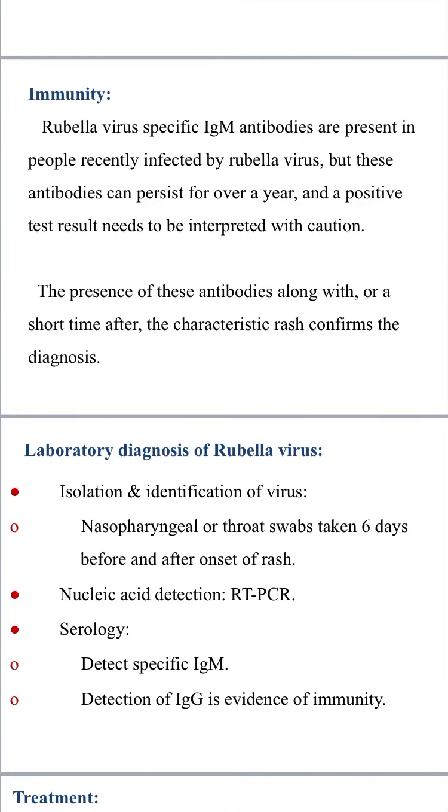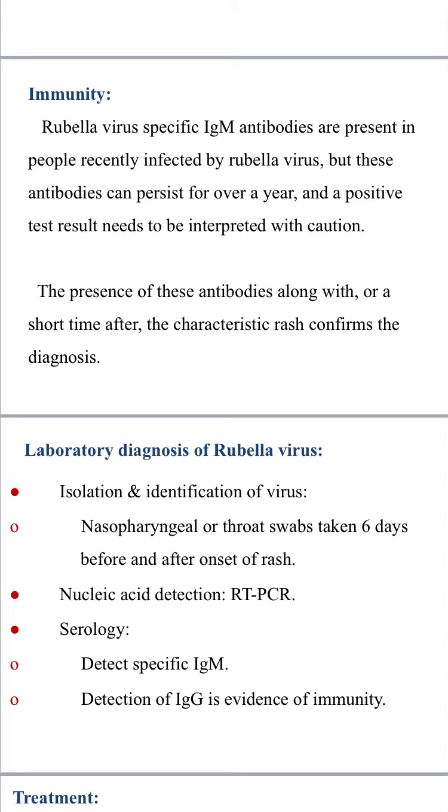Immunity against rubella virus. Rubella virus specific IgM antibodies are present in people recently infected by rubella virus, but these antibodies can persist for over a year, and a positive test result needs to be interpreted with caution. The presence of these antibodies along with, or a short time after, the characteristic rash confirms the diagnosis.